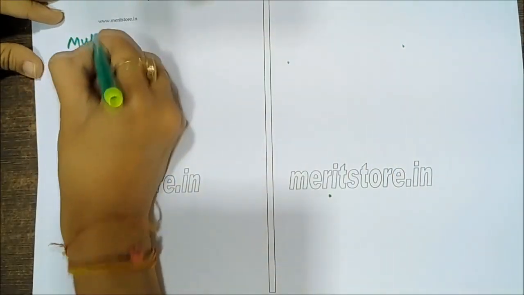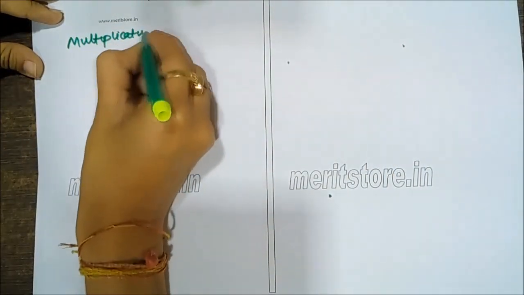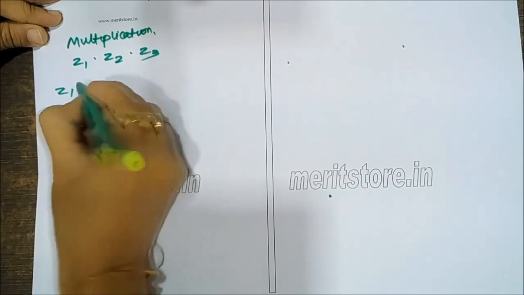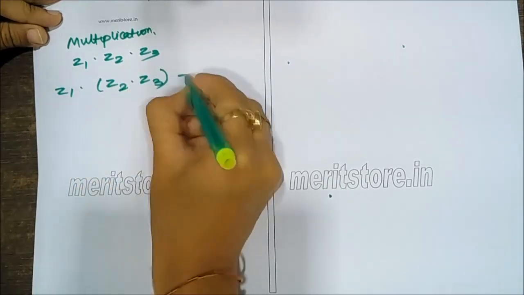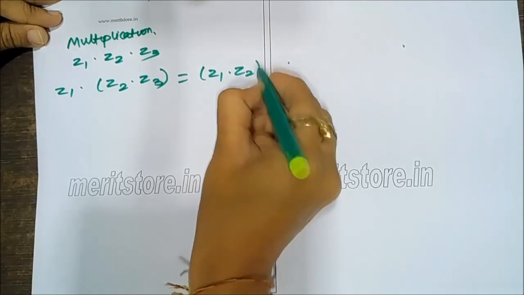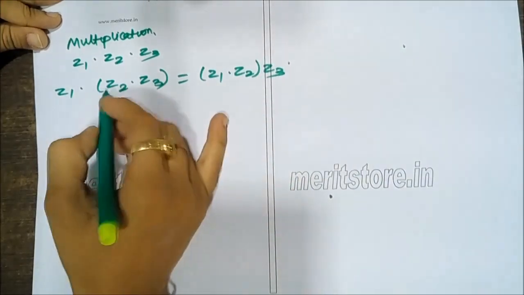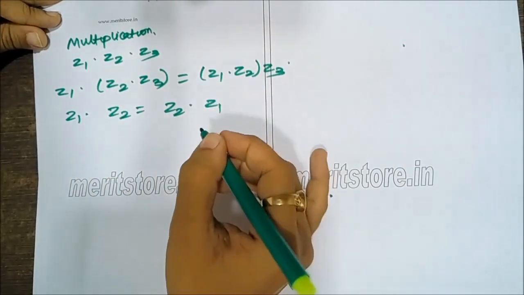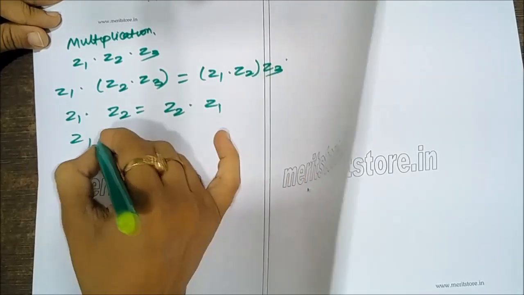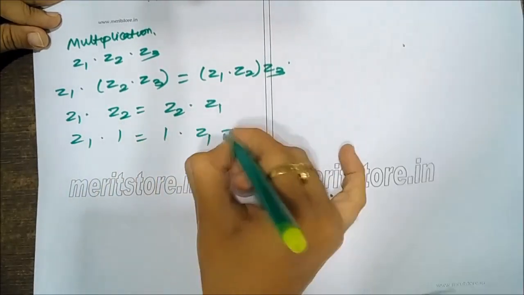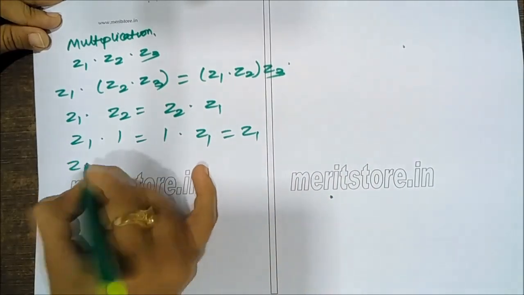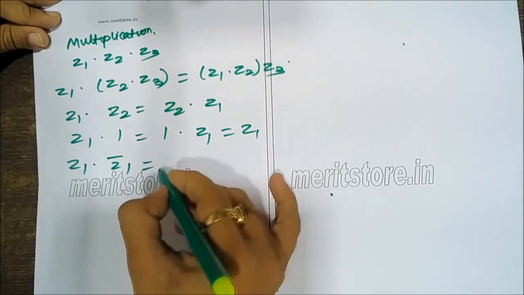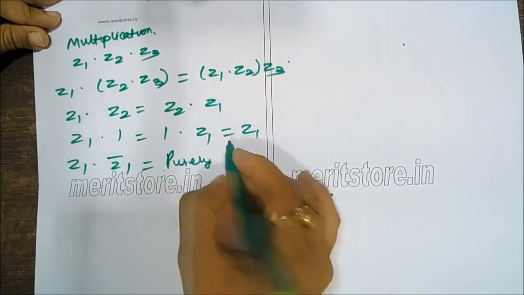Now multiplication. Certain properties are there for this, for Z1, Z2 and Z3. If I am taking Z1, Z2 into Z3, this is equivalent to Z1, Z2, Z3. Z1 into Z2 is equal to Z2 into Z1. Z1 into 1 is equal to 1 into Z1, that is equal to Z1. And if you are taking the conjugate product, then your answer will be purely real.